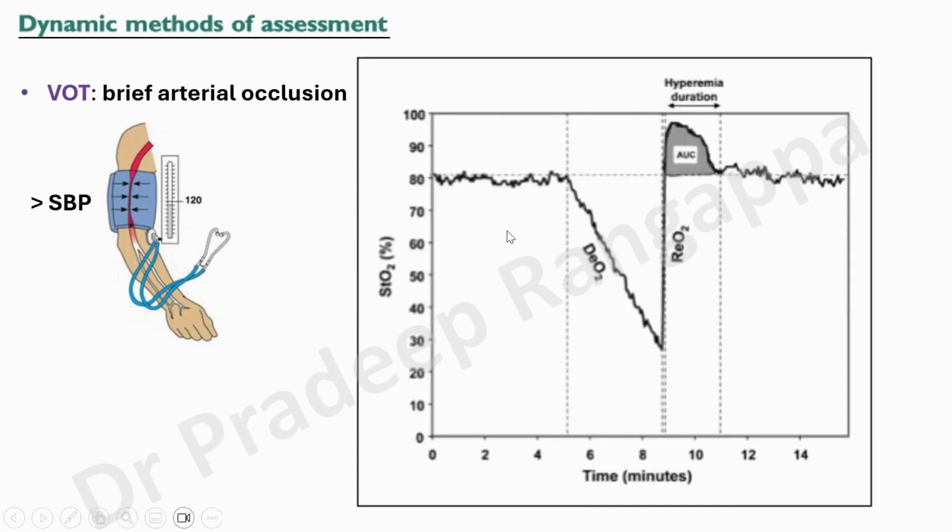So when your blood pressure goes up to more than systolic blood pressure, there is a deoxygenation that happens. And once you release the cuff, there is reoxygenation. And when there is a resaturation, there is a small area you see here, which is a hyperemia, like a reperfusion injury. So first there is a desaturation phase, and then there is a resaturation phase. We quantitate the time to resaturation. So that is the way that you look at adequacy of microcirculation.